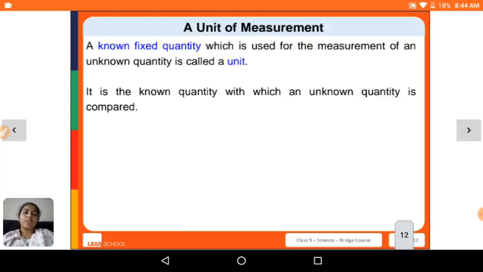A unit of measurement is a known fixed quantity which is used for the measurement of an unknown quantity. It is a known quantity with which an unknown quantity is compared. So what is a unit of measurement? A known fixed quantity which is used for the measurement of an unknown quantity.